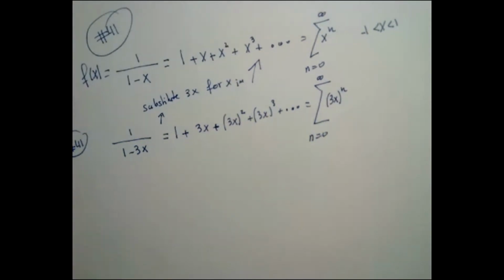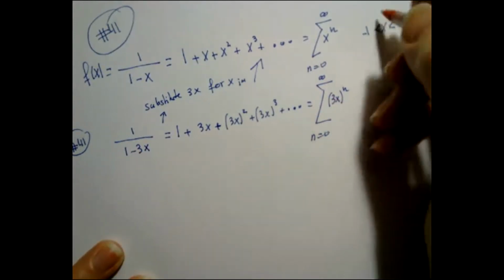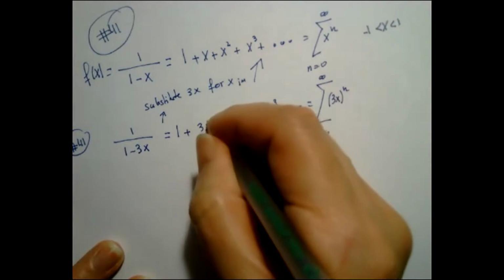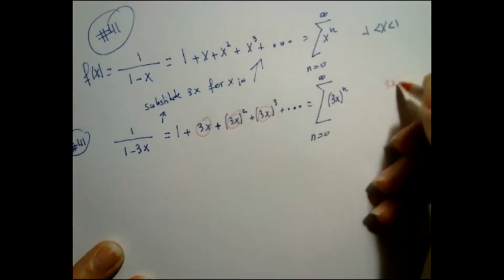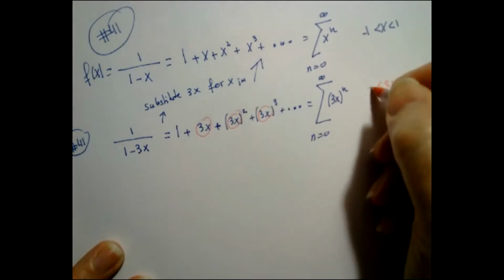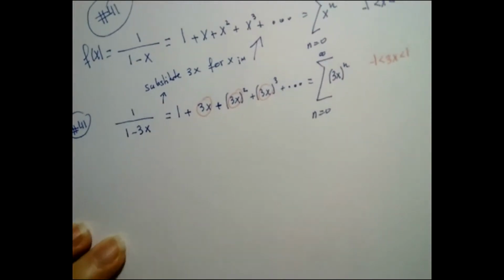And now always we have to watch the domain, the interval of convergence. This equality holds as long as what I substituted, it means as long as the 3x is between 1 and -1. That's really the condition. Question? Okay.